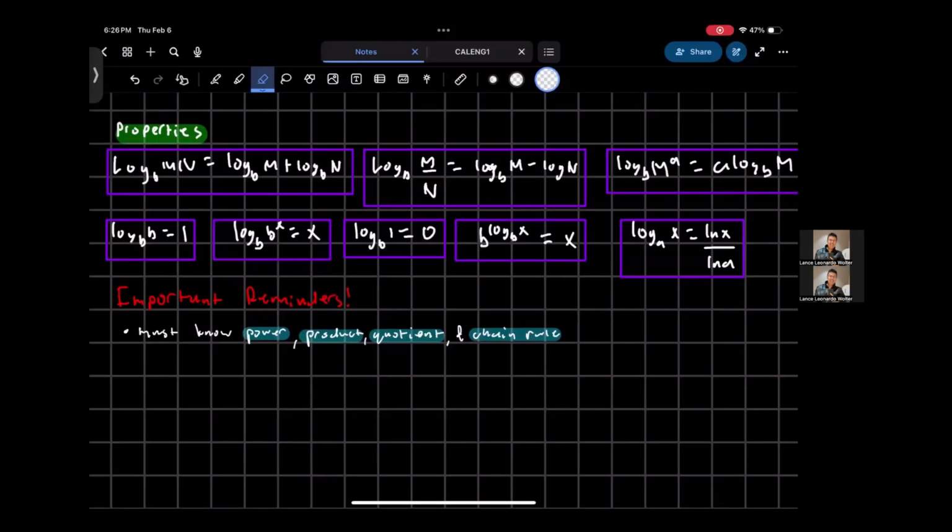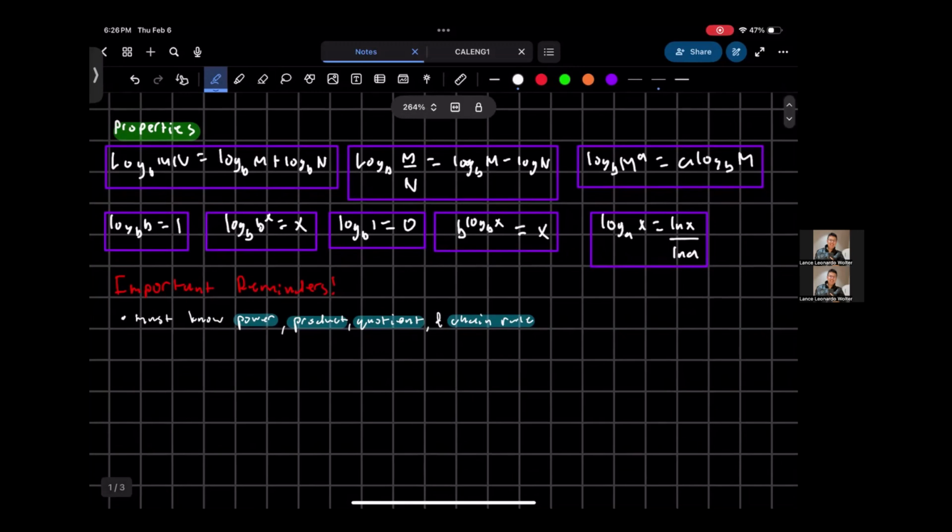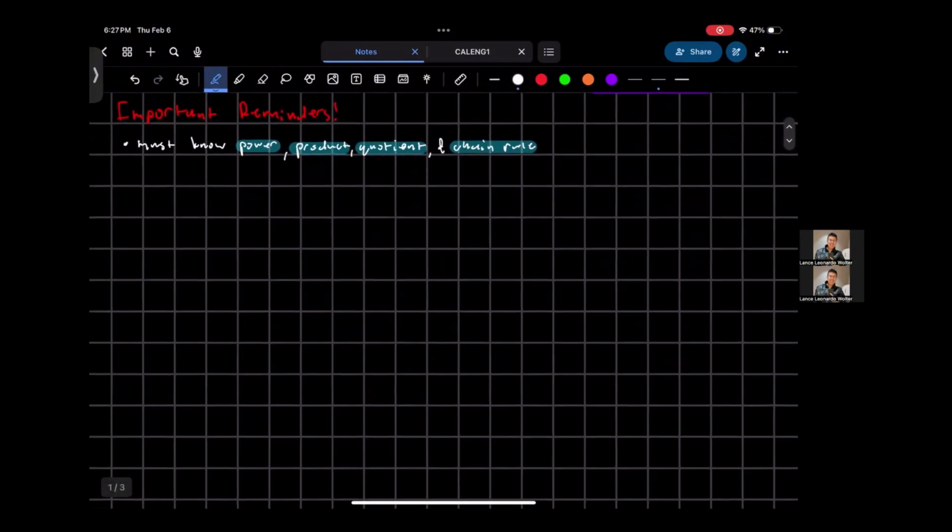Today, the topics that we'll be talking about are the derivatives of exponential and logarithmic functions. Before we start, I first want to clarify some of the properties of logarithmic functions. I won't discuss these, but in case you need to go back to them, they're all going to be here. For some important reminders, I highly suggest that you first study your power, product, quotient, and chain rules, because we're going to use most, if not all, of these concepts in our upcoming solutions.